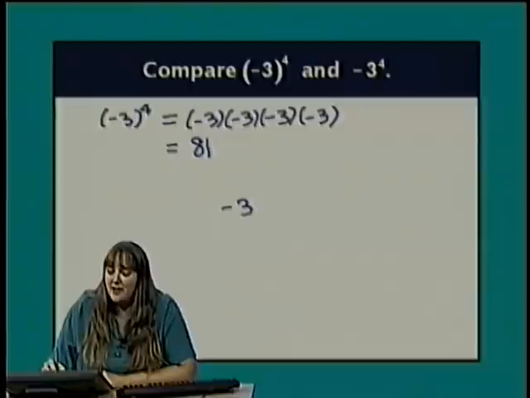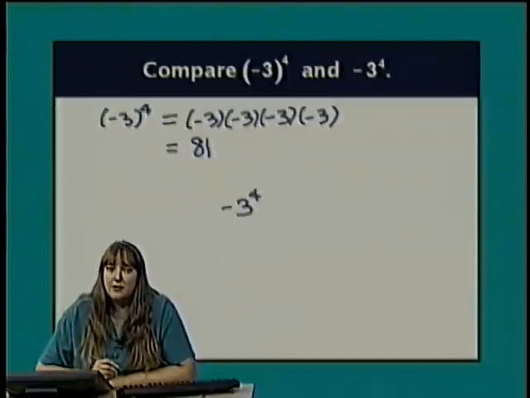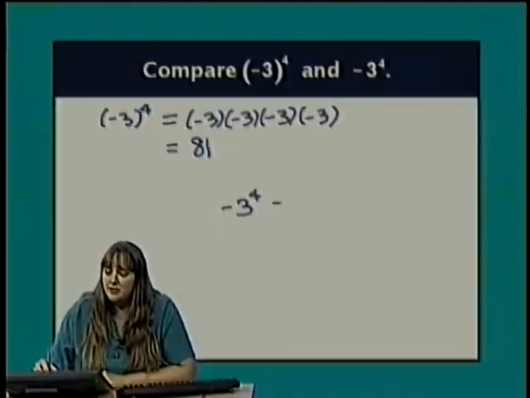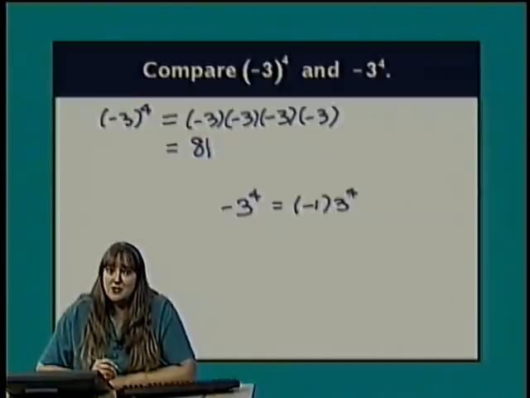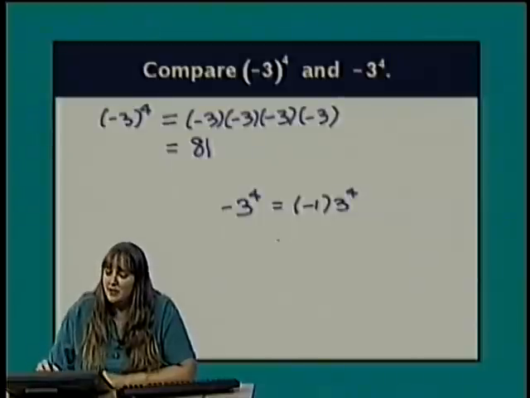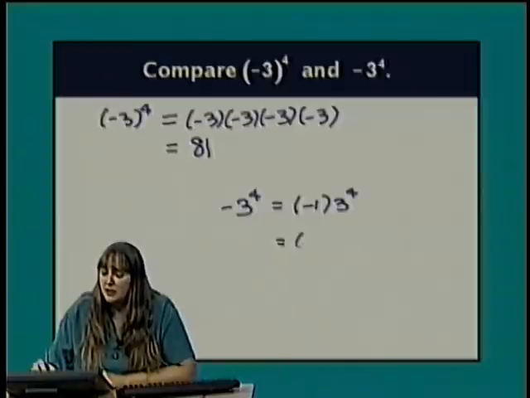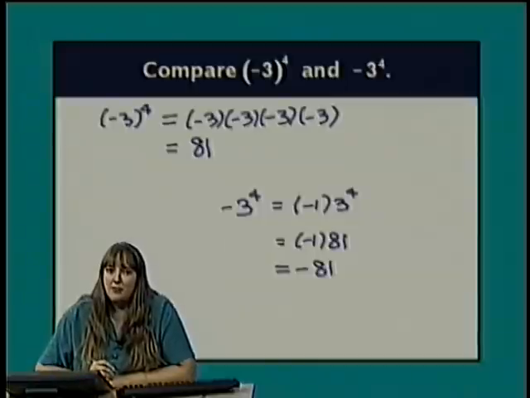Whereas if I had the opposite of 3 to the 4th, remember we can think of this as -1 times 3 to the 4th. We exponentiate before we multiply. 3 to the 4th, well, I just figured that. That was 81. And I need to multiply that by -1. So I get the opposite of 81, or -81. Again, the parentheses made a difference.